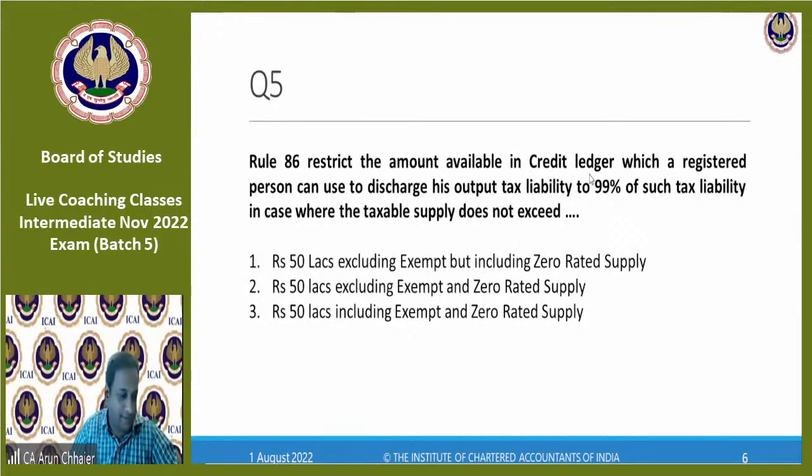Rule 86. Restrict the amount available in the credit ledger which a registered person can use to discharge the output tax liability in case where the taxable supplies do not exceed. I think you have given the answer, but quickly give me the answer.